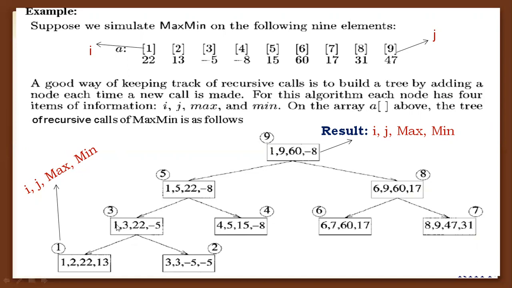So if you consider the array of size 3, the mid element is 1, the maximum element is 22 and the minimum element is minus 5. When the array is 4 to 5, only two elements are there, minus 8 and 15. Here the maximum element is 15, the minimum element is minus 8. So like that we can apply the same thing for these two sub-arrays also.